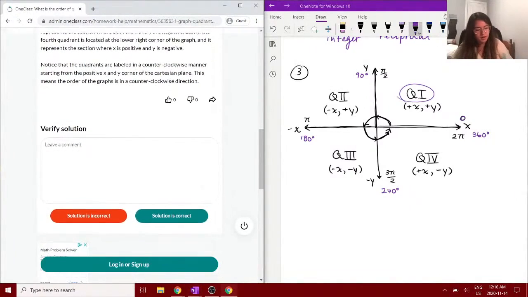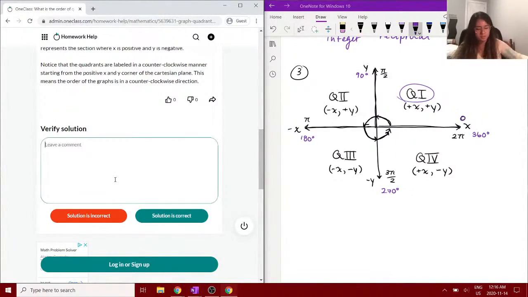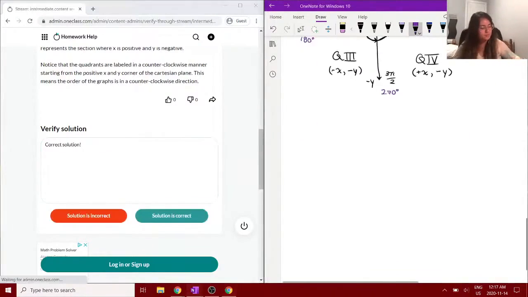Yes, and they are labeled counterclockwise, or in a counterclockwise manner, so around the circle. All right, correct solution. And we're good for that question.